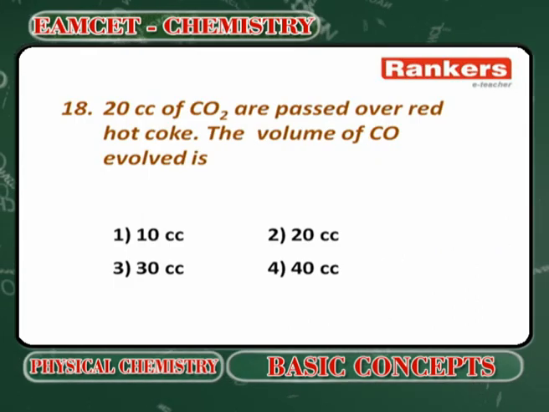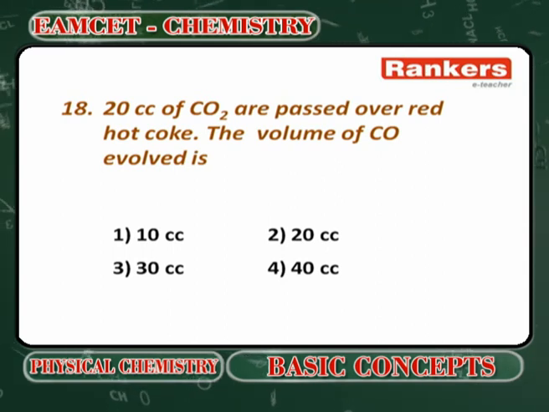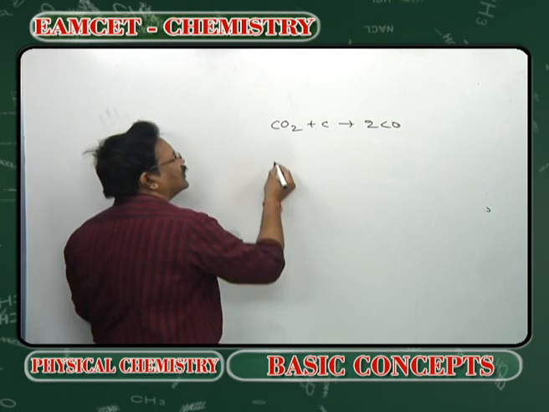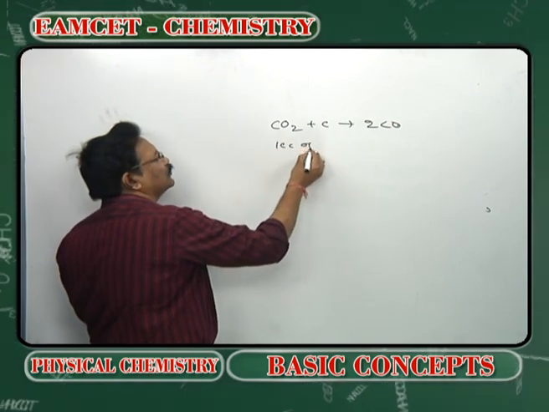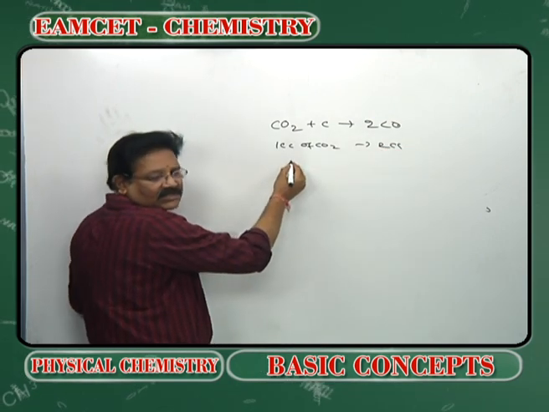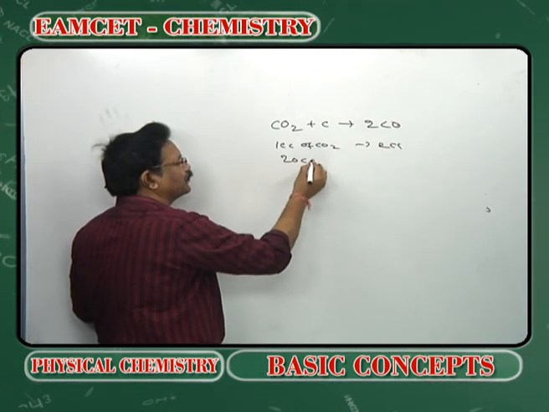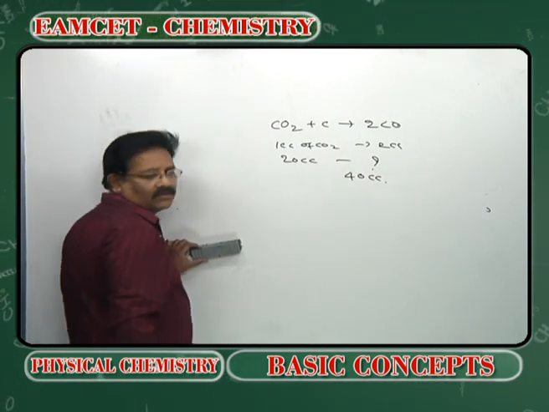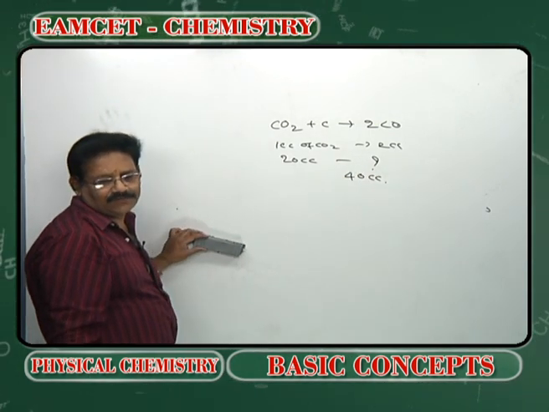Next question. 20 cc of CO2 is passed over carbon. This is CO2 plus C gives 2CO. So 1 cc of CO2 will give rise to 2 cc, and 20 cc will give rise to 40 cc. 40 cc, option 4.